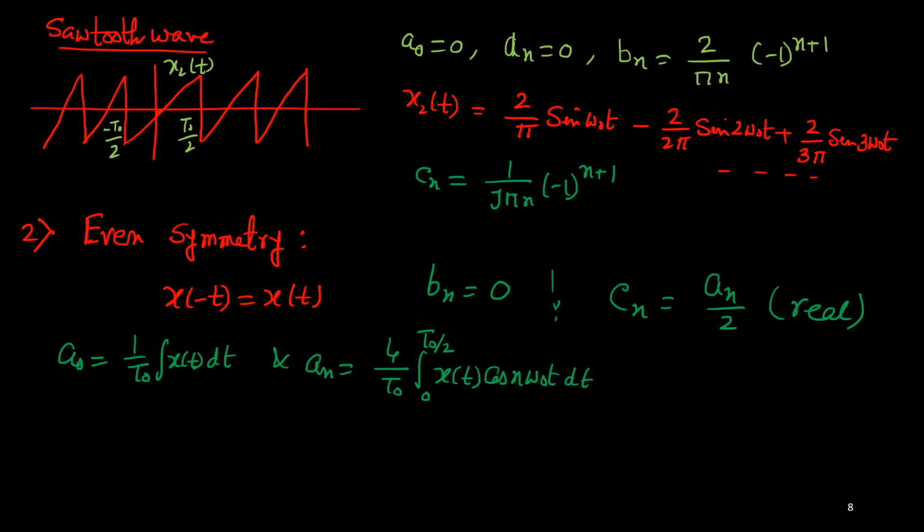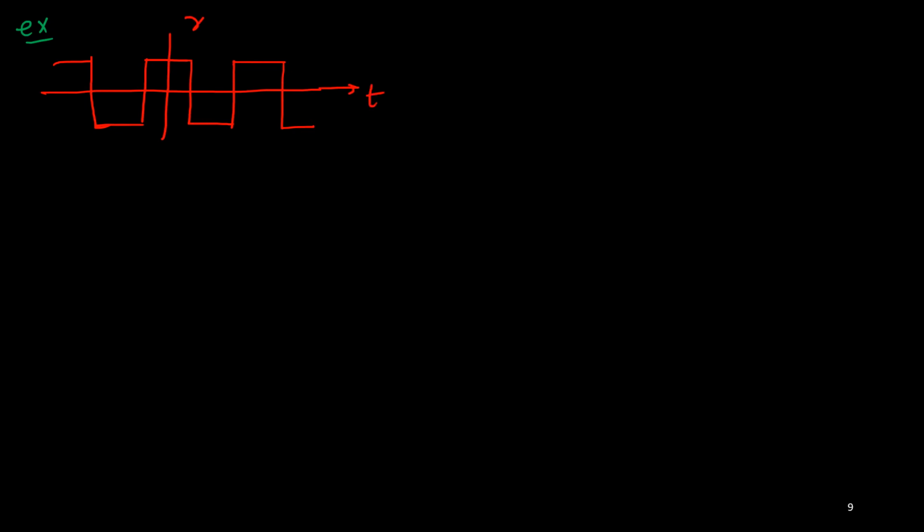So can I take one example? Fine. So the example we can take, okay, we take the next slide. Suppose I consider one even signal, this type of square wave. This is your time t, and this is suppose your x1(t). So here amplitude is 1, and it is -1.